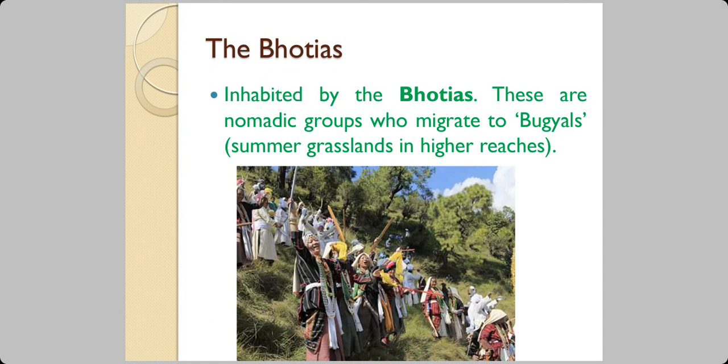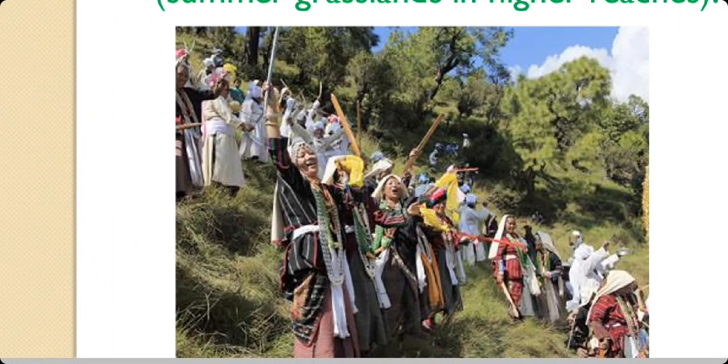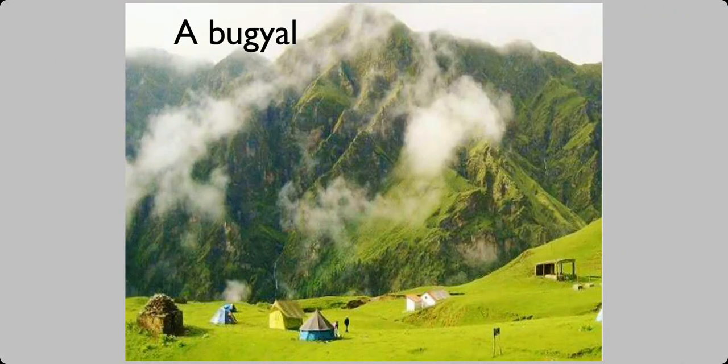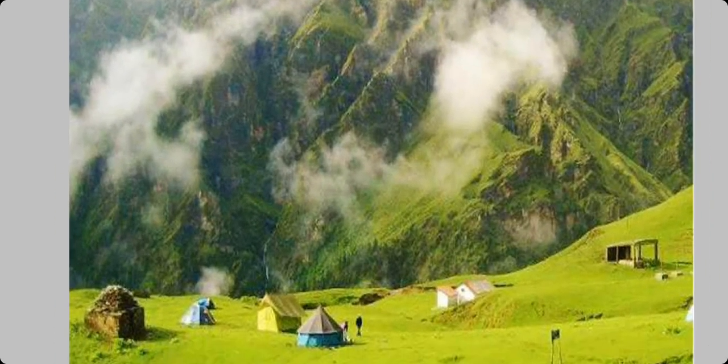The duns are inhabited by a tribe known as the Bhotiyas, and these are nomadic groups. They keep on migrating with their herd of sheep and goats. They migrate to places they call the bugyas. Now bugyas are summer grasslands in the higher reaches. Here they are celebrating a festival, and this is what a bugya looks like. Lucky people.